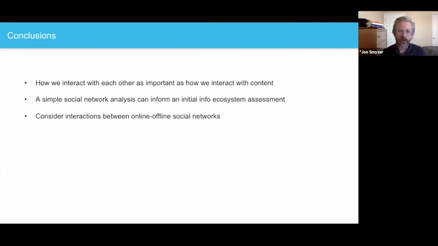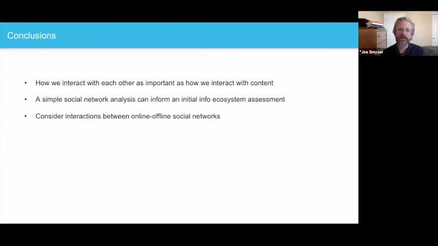And then a simple social network analysis can inform an initial info ecosystem assessment. That is a somewhat complicated way of saying a social network analysis can be something maybe you just do once a year. Maybe it's not something you're doing all the time, but you're just doing it because you want to understand who is creating information and spreading that information. And then for the rest of the year, once you've done that work, that just informs who you talk to. It informs the network that you use, the partnership network that you use in your own work. It doesn't necessarily have to be something you're doing every single week.